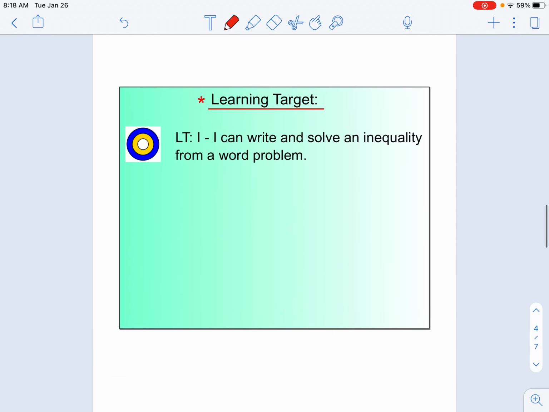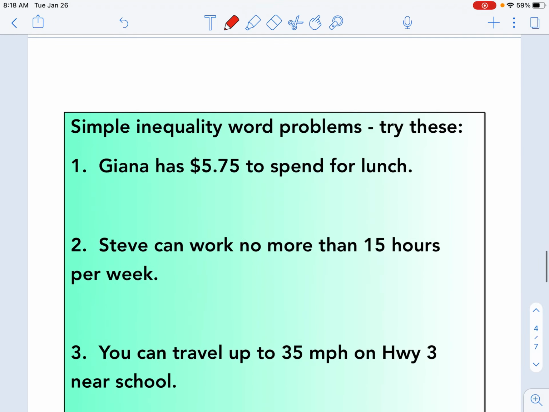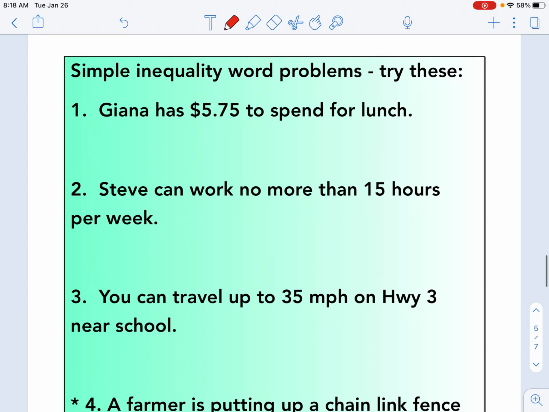All right, so that was a review of what we've covered so far. Now, today we are going to write and solve inequalities from word problems. So let's try some simple ones first. We did these earlier, actually like day 1 or 2, just to kind of get a feel for this. So these are some pretty simple ones.